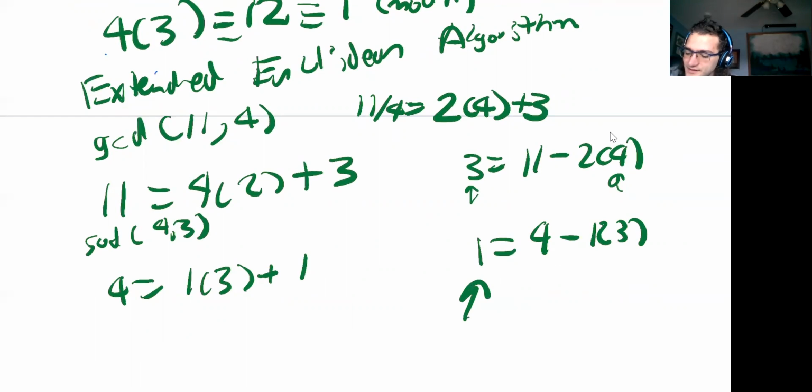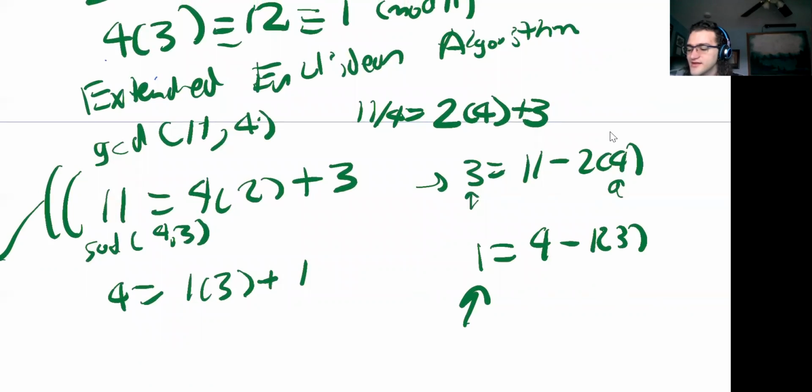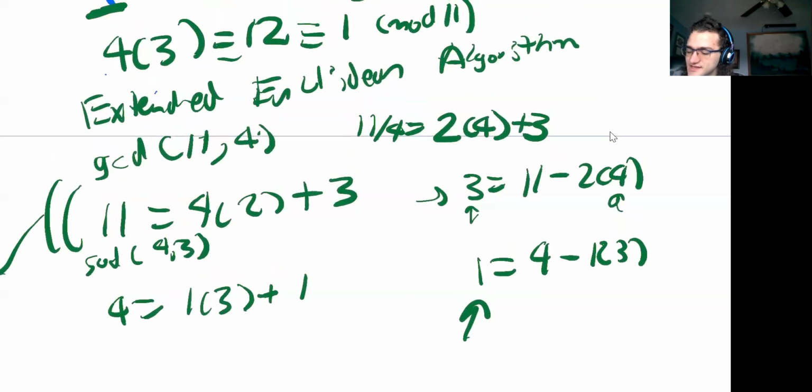So I guess here I'm finding that the GCD of 11 and 4 is equivalent to the GCD of 4 and 3. And the GCD of 4 and 3 is 1. And so I found that, yes, indeed, these are co-prime, which I knew before. But now we can build up, and we can find what this inverse should be.